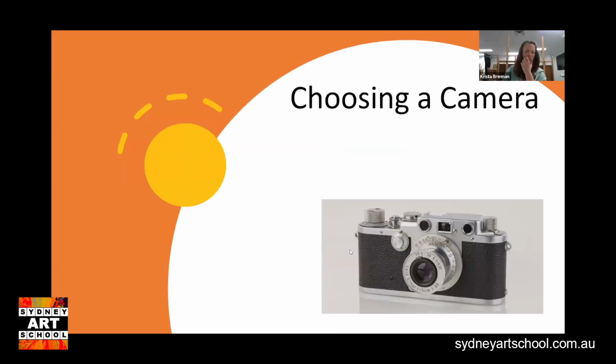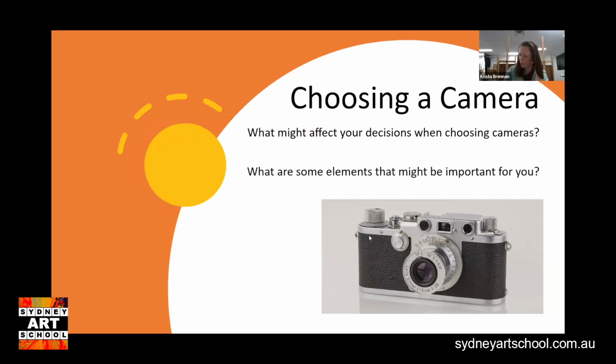First things first, choosing a camera, and thinking about what might affect your decisions when choosing a camera, and what are some of the elements that might be important for you. We touched on this a little with the previous one, when we were comparing elements like convenience, ease of use, recording versus taking photographs and so on. But I'd like to hear some personal preferences and details on what would affect your decision when choosing a camera, and what elements are important for you.